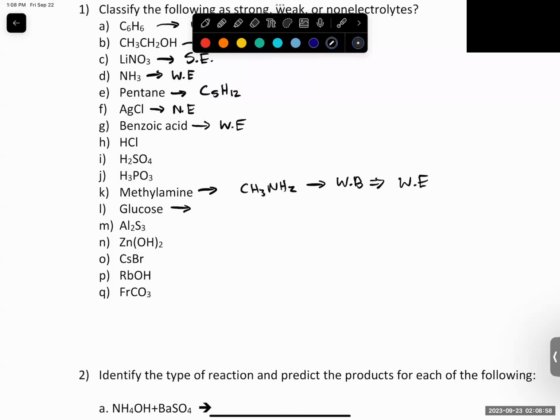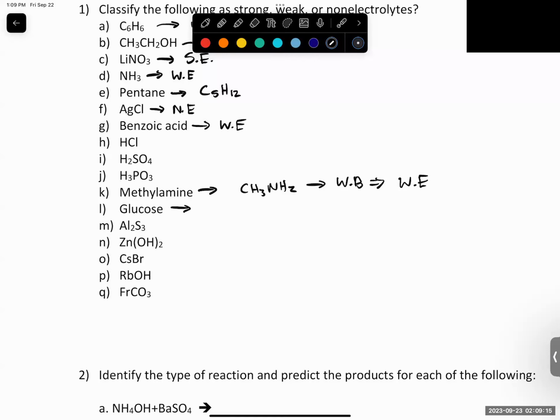And then glucose. I want to say it's a non-electrolyte. Oh, because glucose doesn't have the nitrogen. No, but we're talking about electrolytes. We're asking, does it dissociate? We don't care if it dissolves.